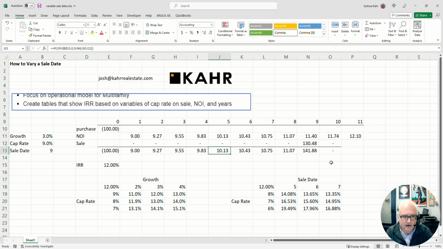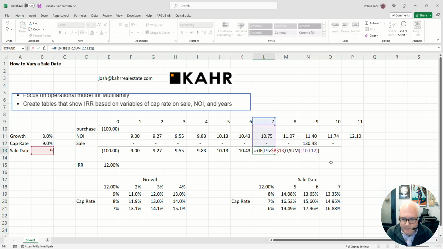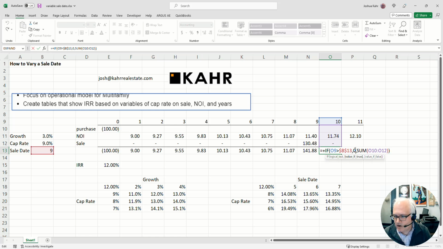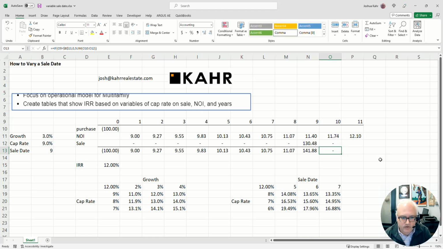And then down here, I have a very simple other calculation that says if the year we're in is greater than the sale date, that is to say, if you're in year 7, well, that's still below the sale date. But if you're in year 10, that's after the sale date. If you're after the sale date, put in a 0. And if not, add up lines 10, 11, and 12. If you do that, you get money in, money out, money at sale.